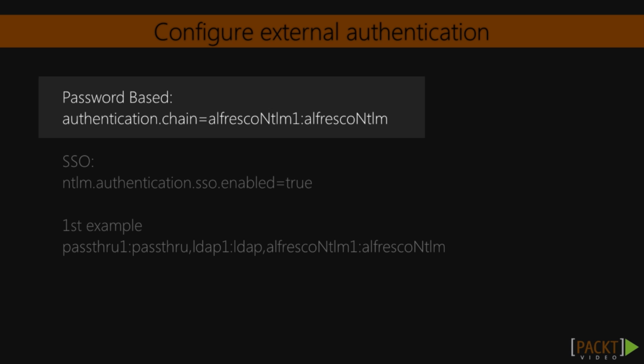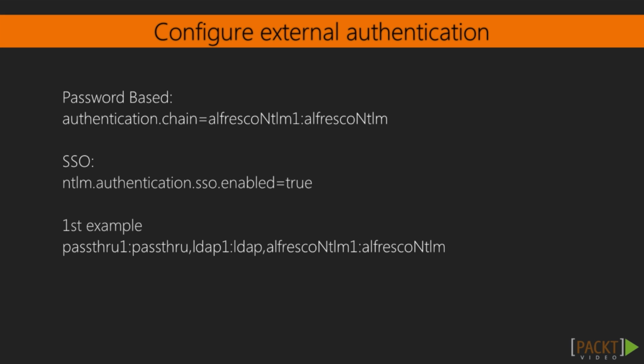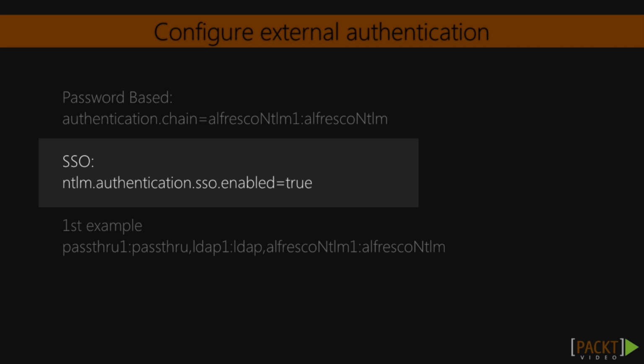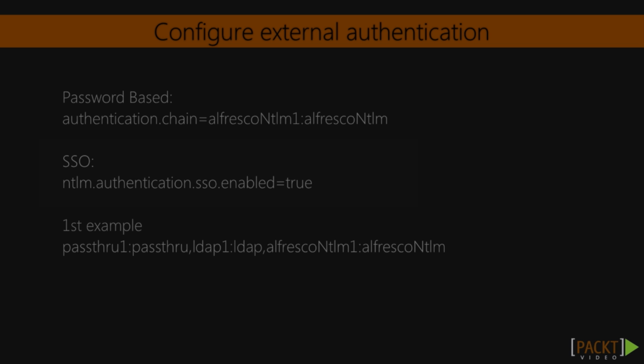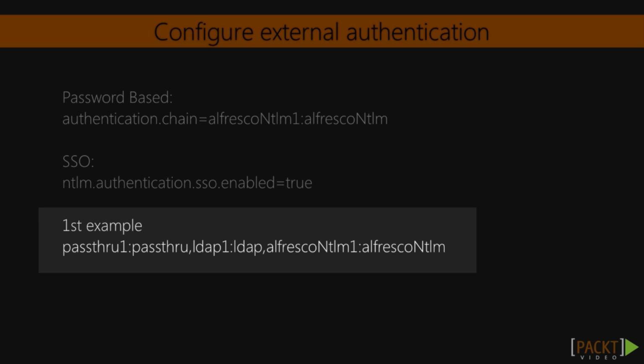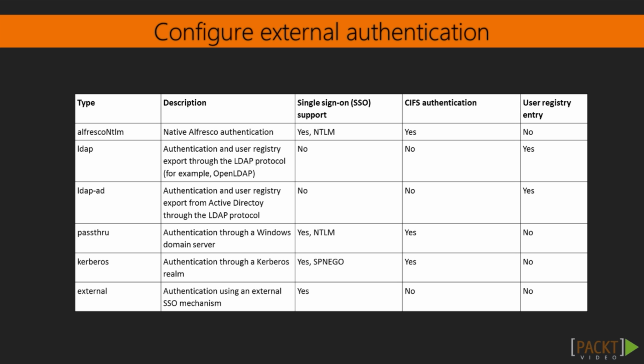authentication.chain is the authentication subsystem order Alfresco will try to use when a login request is made. ntlm.authentication.sso.enabled enables the SSO login without prompting for credentials. In the example, the system will first try to log in through SSO without asking the password, then, if no match is found, will try to prompt us, and then, in order, we'll check our credentials through AD first and Alfresco default authentication at last. Here is a detailed table of every Alfresco authentication subsystem type.